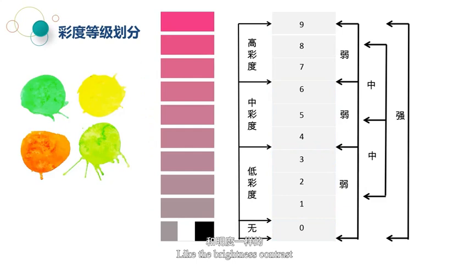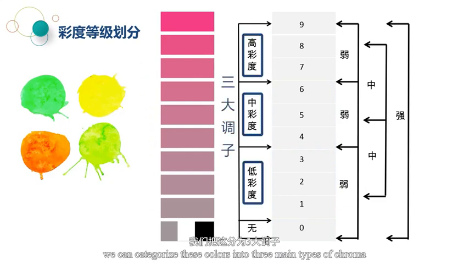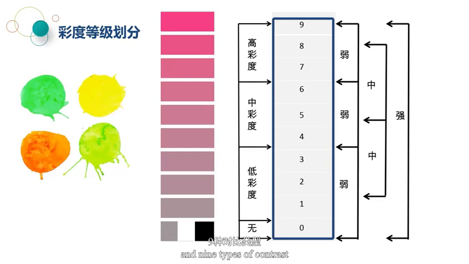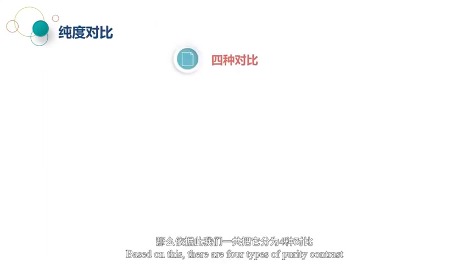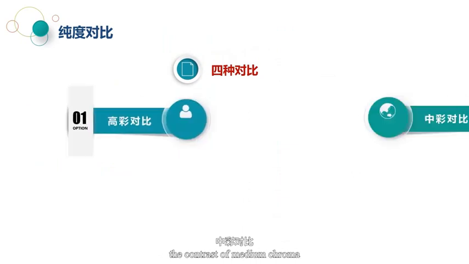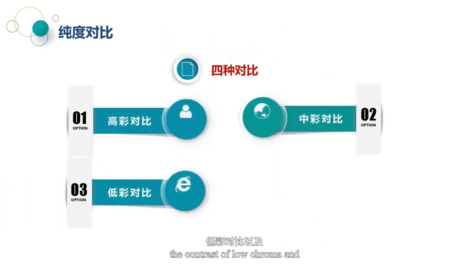Like the brightness contrast, we can categorize these colors into 3 main types of chroma and 9 types of contrast. Based on this, there are 4 types of purity contrast: the contrast of high chroma, the contrast of medium chroma, the contrast of low chroma, and the contrast of bright colors and gray.